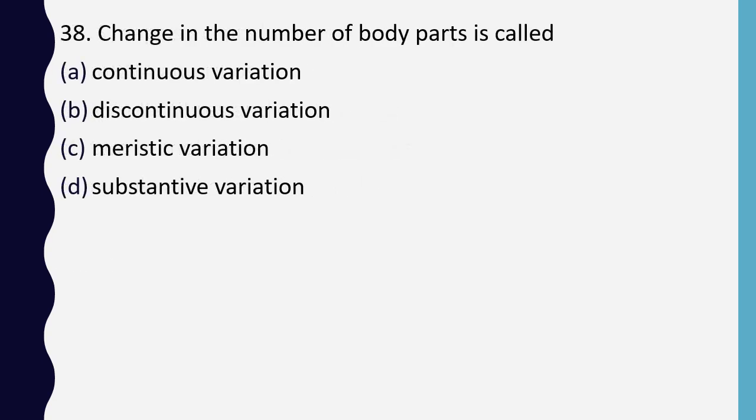Question number 38. Change in number of body parts is called continuous variation, discontinuous variation, meristic variation or substantive variation. Change in number of body parts is called. Correct answer is option C, meristic variation.